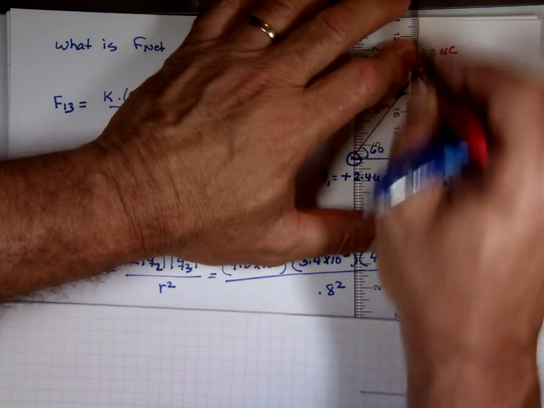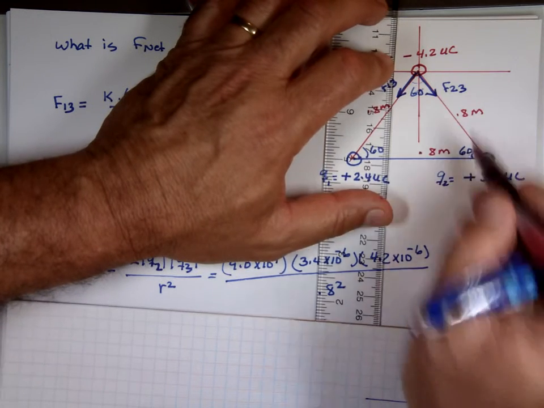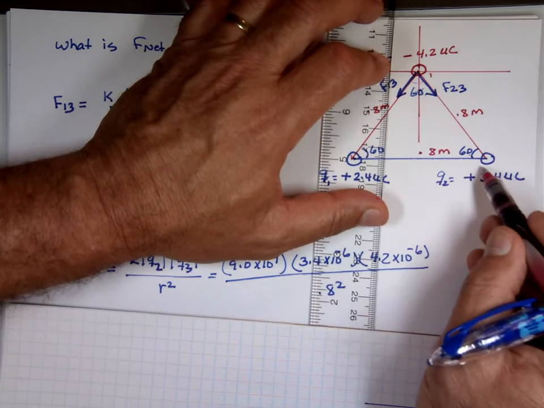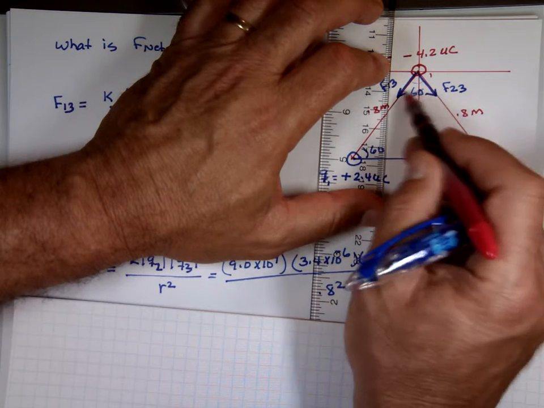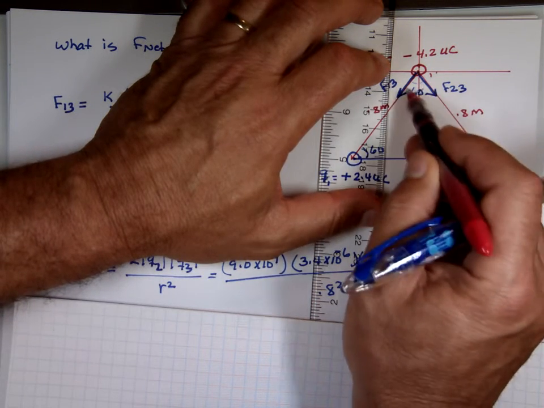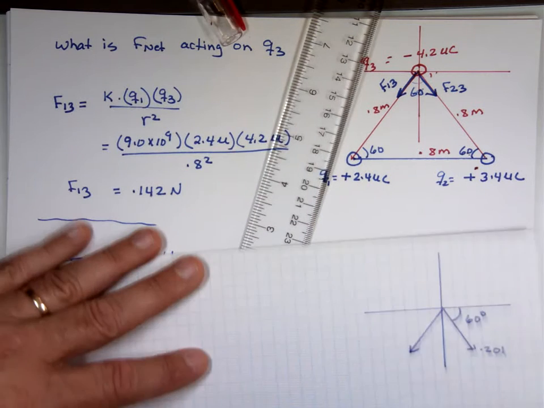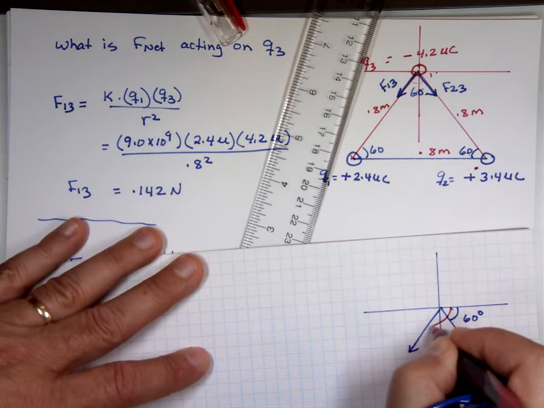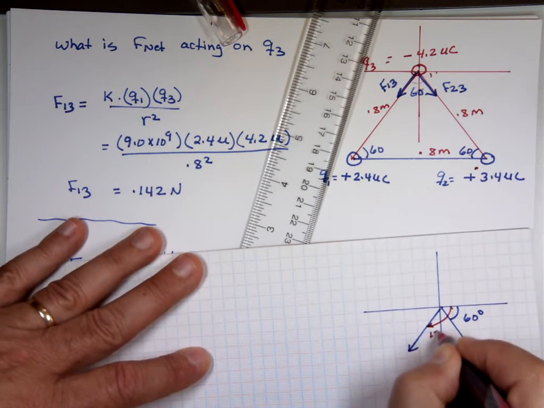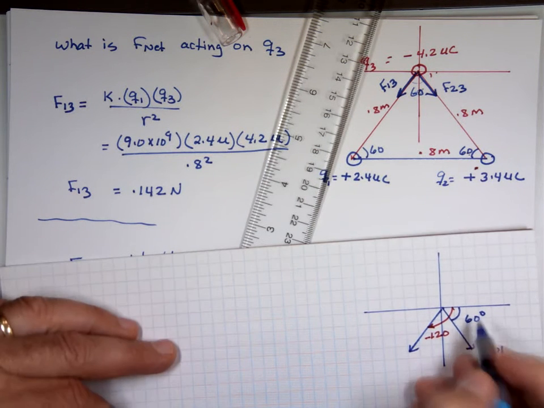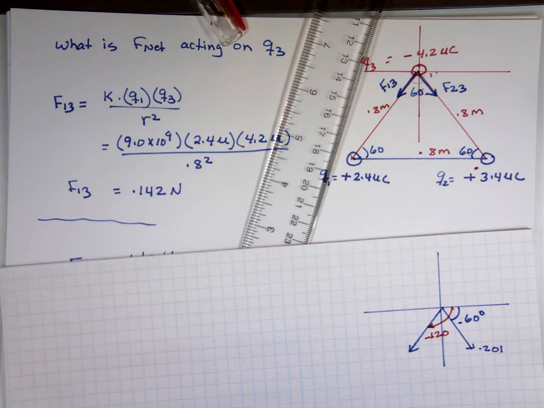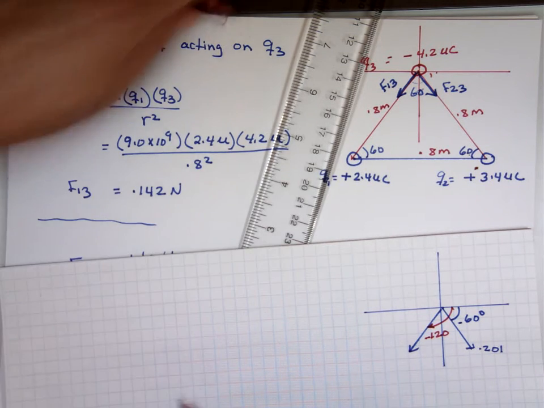If this is 60 degrees, that's 60 degrees. The angle between these two is 60, so from here to there, that's what, 120? This angle is 120 degrees. Well, because we measure them negative when you travel in that direction, so if you want to use negative, that's fine. And the value of that force is what? 0.142.